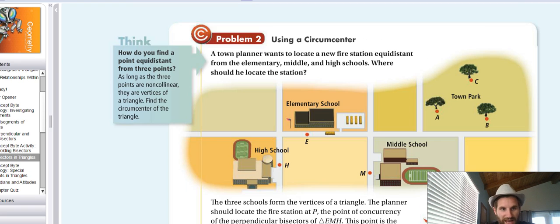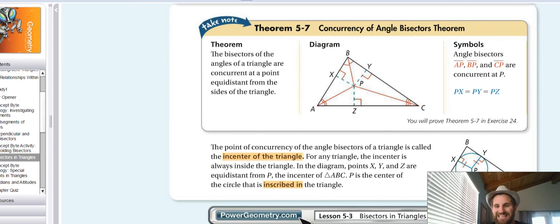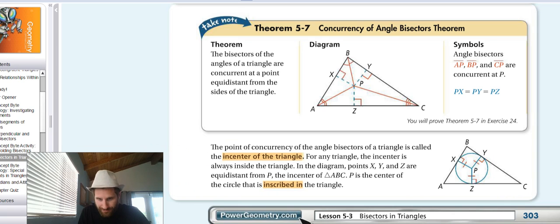Let's go ahead to our last thing, and this is going to be called the incenter. Okay, so here's the incenter of a triangle. So we're going to go ahead and write this down. You don't need to write this down, but the incenter is the point of concurrency of angle bisectors. So we have all of our angle bisectors, and it's called the incenter. For any triangle, the incenter is always inside the triangle. So it's always going to be inside the triangle.